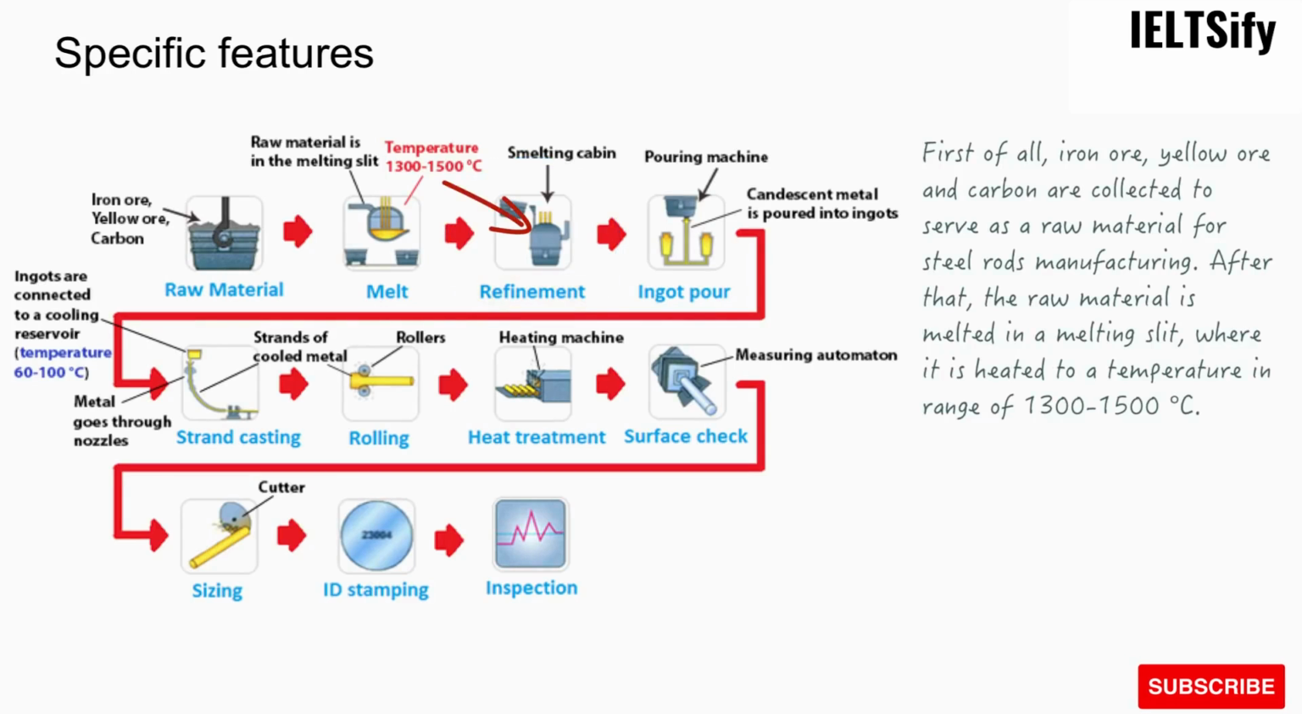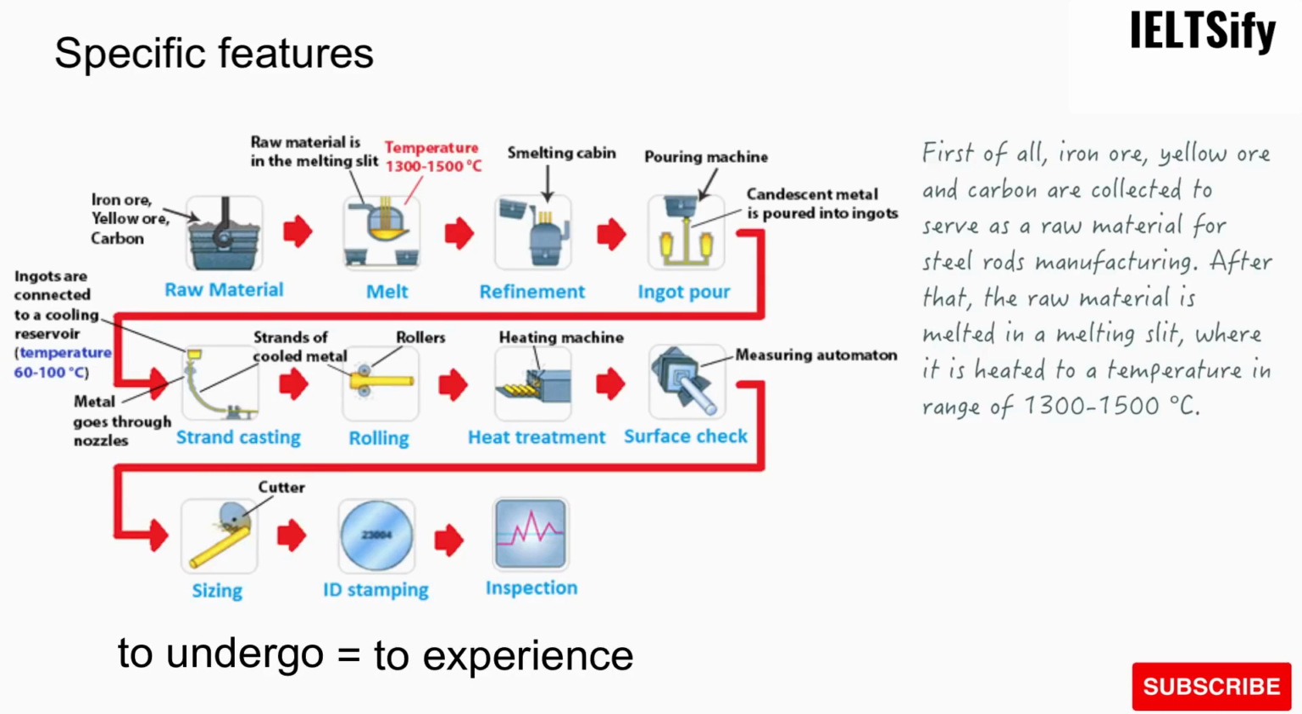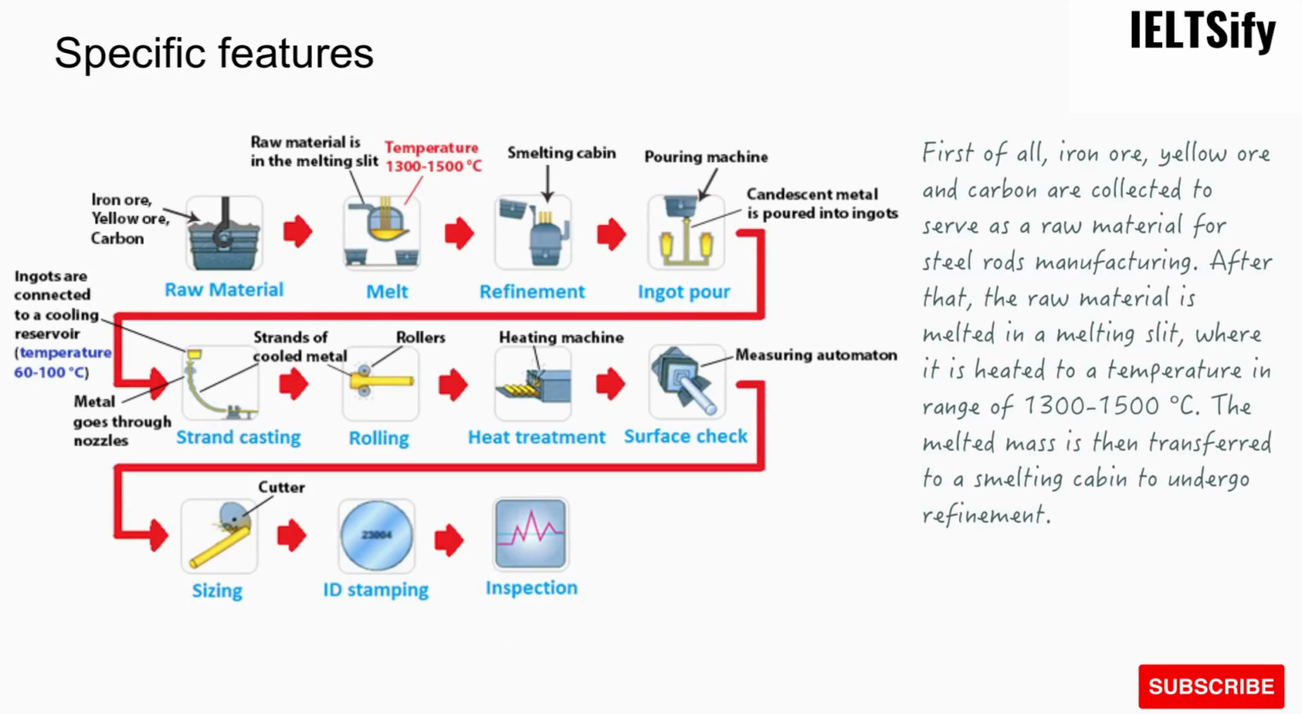The third stage is called refinement, and from the diagram we only know that during this stage the material is put into a container that is called a smelting cabin. We don't know what exactly happens in that smelting cabin, and that's where a verb undergo comes in handy. To undergo means to experience. For instance, you can say, "The material undergoes refinement in a smelting cabin." And this is a very good way to explain a stage that lacks additional information. Here's how I describe this stage. The melted mass is then transferred to a smelting cabin to undergo refinement.